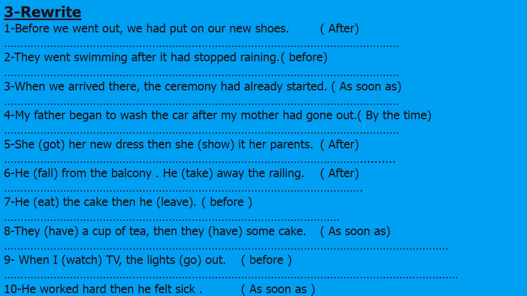Number 6, he fall from the balcony, he take away the railing. Which action happened first? Taking away the railing. Okay, so here the answer will be after he had taken away the railing, he fell from the balcony.